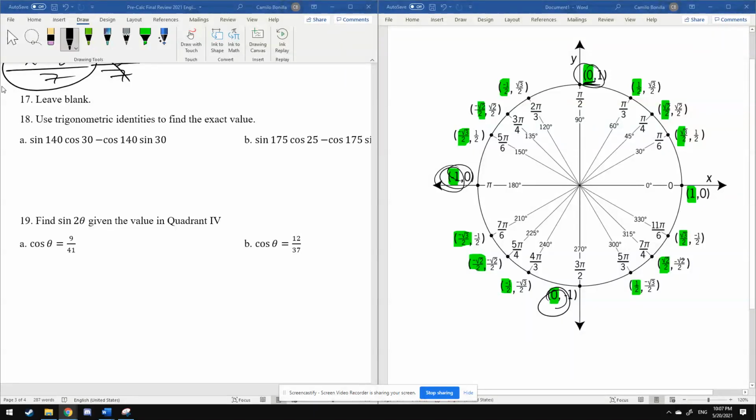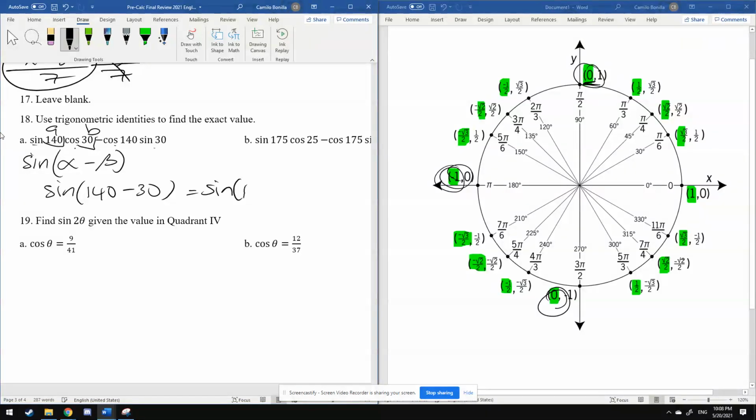So what you would do here is, since it says sine, cosine, cosine, sine, and then there's a minus sign, you're going to be using sine of alpha minus beta. This is alpha. This is beta. Okay, so you're going to be left with sine of 140 minus 30, and that is sine of 120.